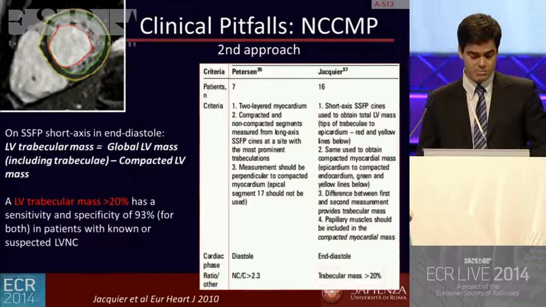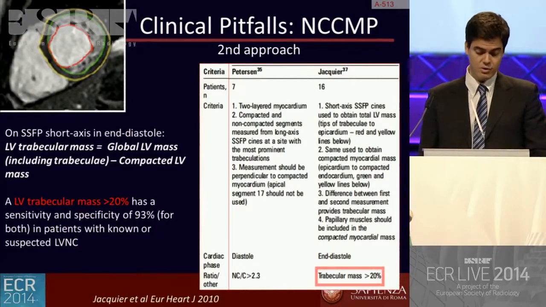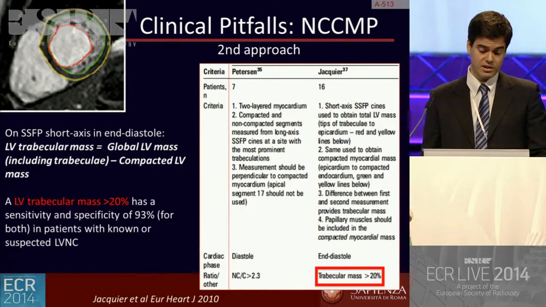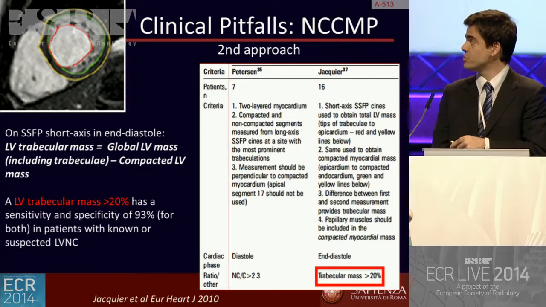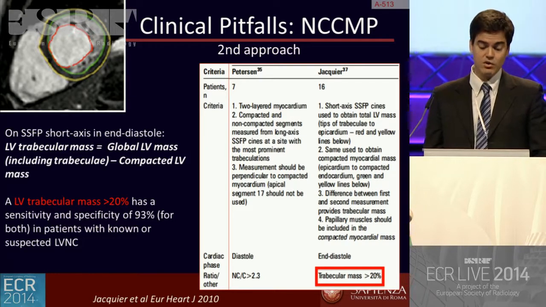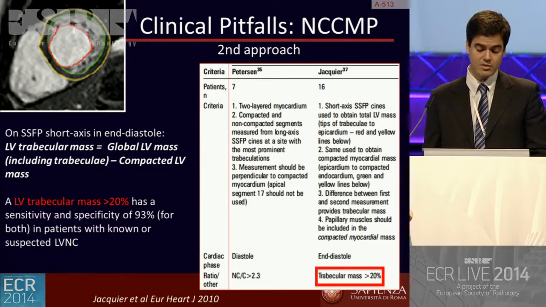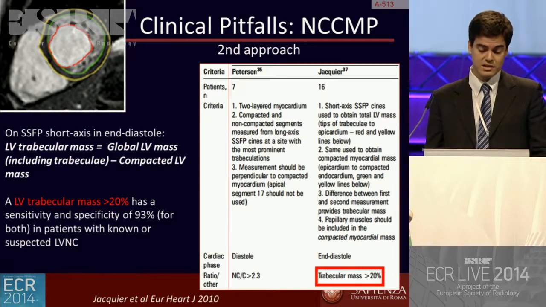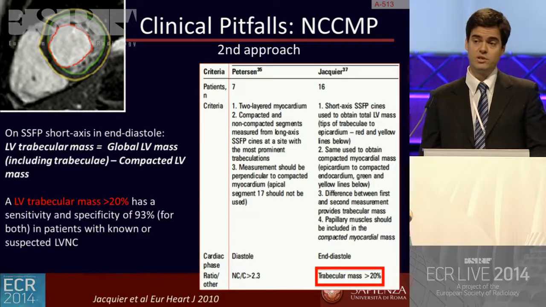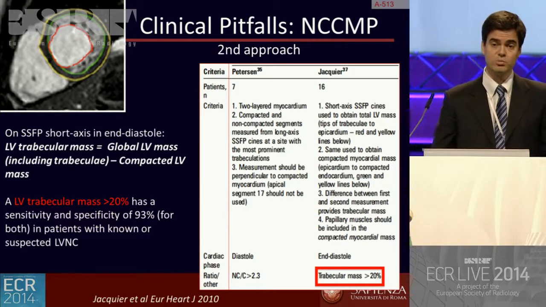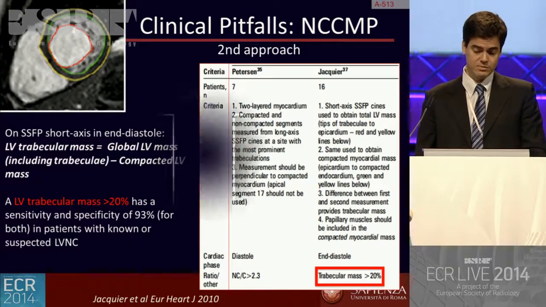So what was further done by Alexis Jacquier from France in 2010, he proposed a new criteria, which is probably more sensitive and more specific according to literature. He proposed to measure, as shown here, the trabecular mass and to make a ratio between the left ventricular mass versus the trabecular mass, and if their amount was higher than 20%, the specificity and sensitivity raised to 93%. So these second criteria are more widely adopted to make a diagnosis of non-compaction.